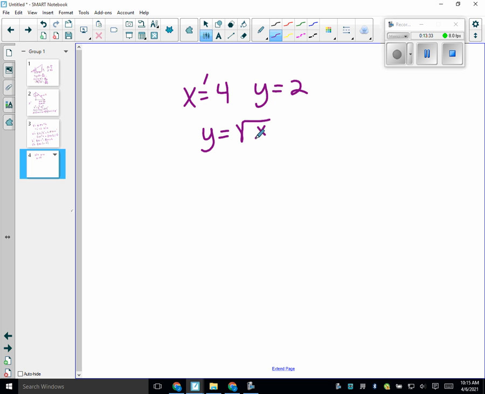So if y is radical x, is y prime equal to 1/2 x to the negative 1/2? You have to put x prime, because it's changing. So can you solve for y prime? That's all you have to do on A.